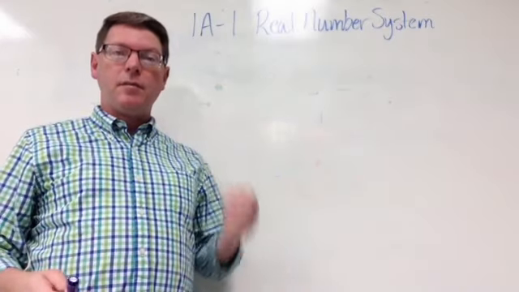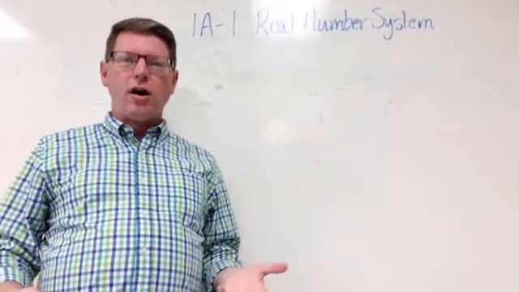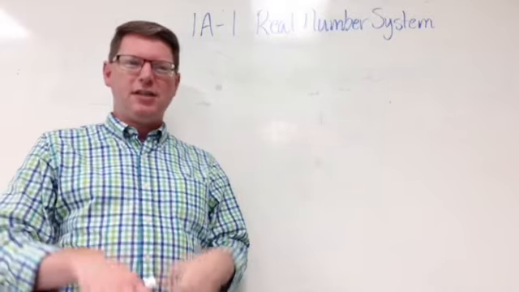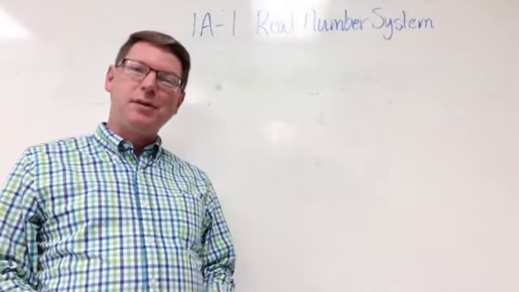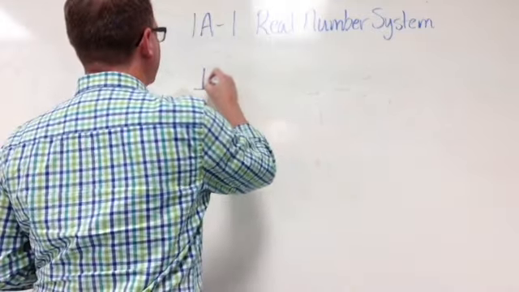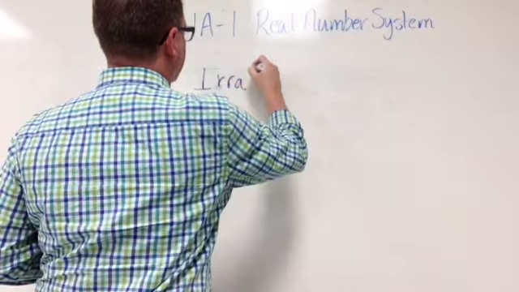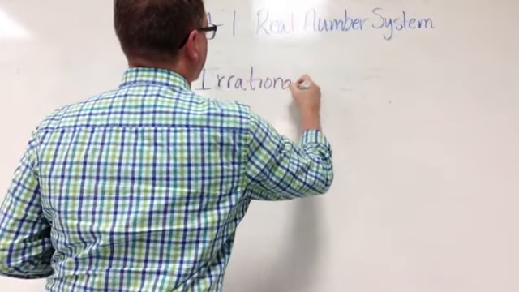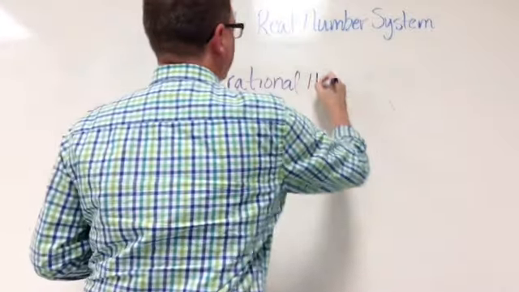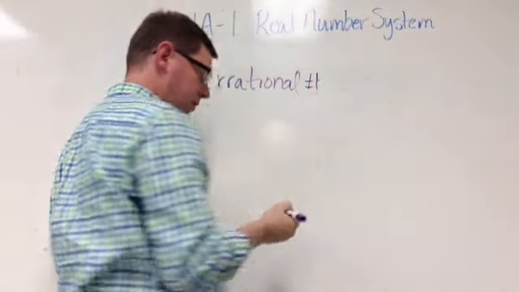And our last set of numbers in the real number system are, have you noticed that I touch my glasses at the beginning of every part? Kind of crazy, I know. Anyway, the last set of numbers in the real number system are irrational numbers. So that's irrational, irrational numbers. Okay?